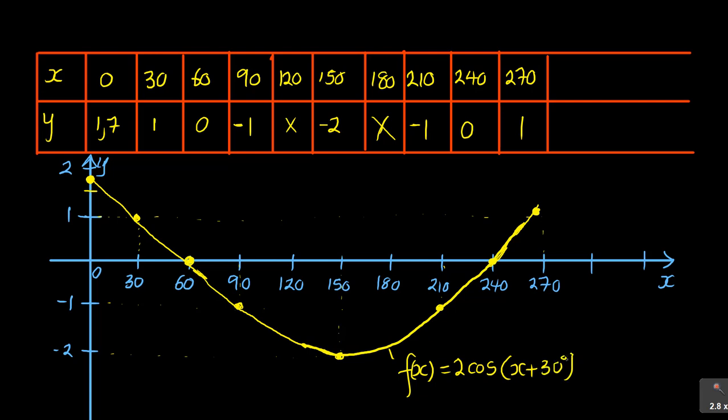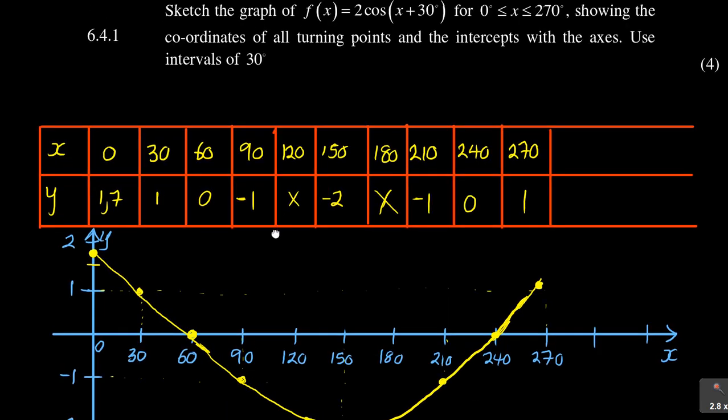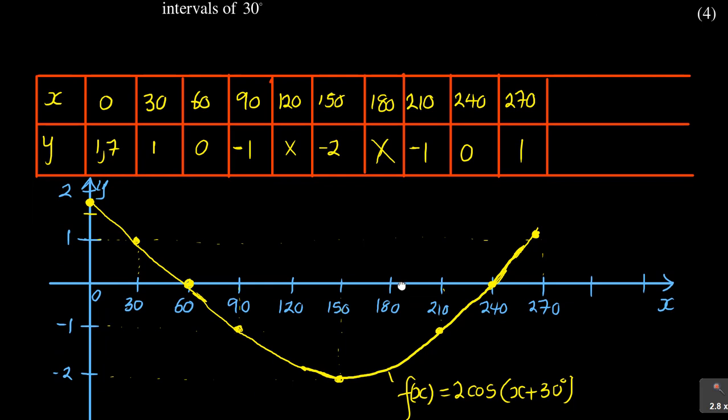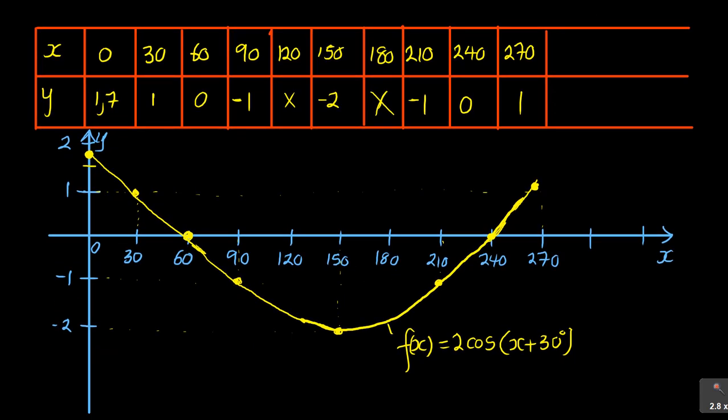So that is that, or just say f of x. Now the question was, sketch the graph. We have done it. And then showing the coordinates of all turning points. So first thing, we need to know what are the coordinates of the turning points. And the graph is turning at that point.